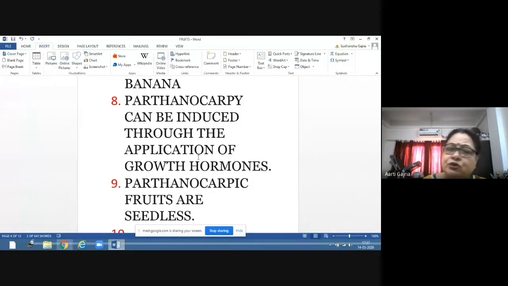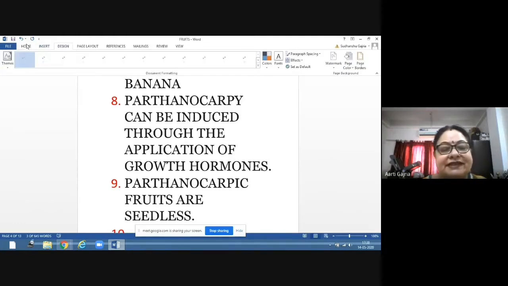Why should we induce parthenocarpy? To get seedless fruits. Parthenocarpy is induced in plants to get seedless fruits. You are getting seedless grapes, seedless bananas, and seedless papayas these days. So that is parthenocarpy, and it can be induced through the application of growth hormones. Parthenocarpic fruits are seedless.